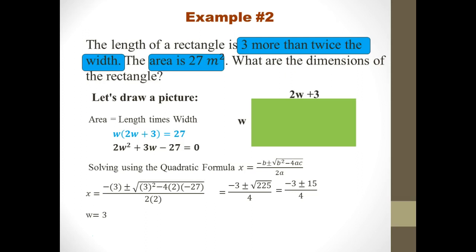So the positive case, the width is 3. My negative case, the width is negative 4.5. Can't have a negative width, so I am throwing that case out. It's gone. And so my width is 3, and my length is 2 times 3 plus 3, which is 9.